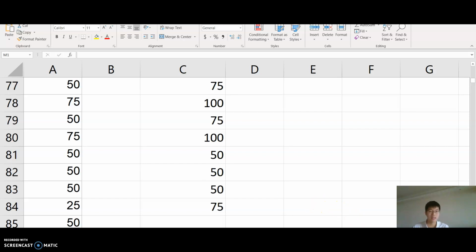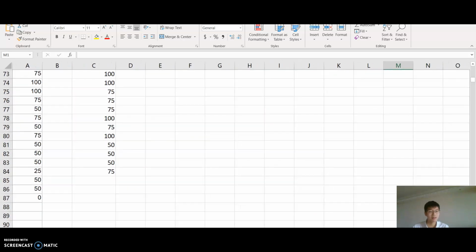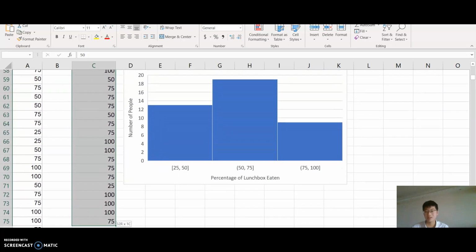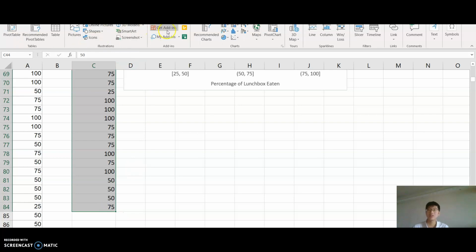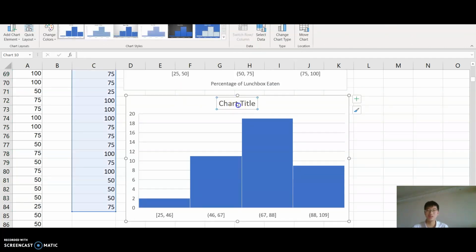I'm using Microsoft Excel, and so what I can do here is just grab this and insert a graph, a histogram. It's called a histogram, but you don't need to know that. And then we can write a chart title. So the question is, how much of one lunchbox do you eat at SB?